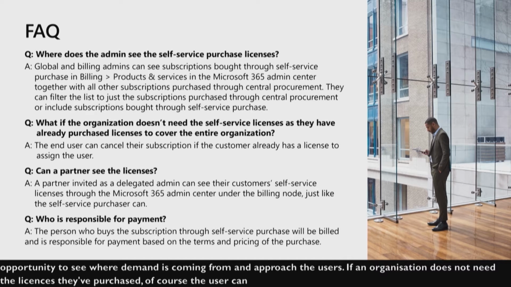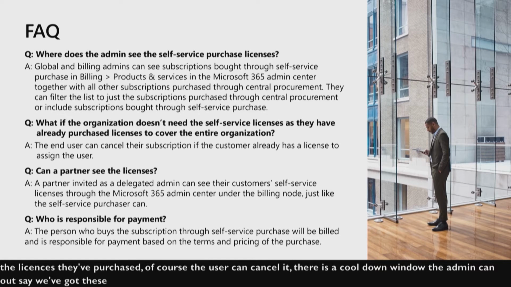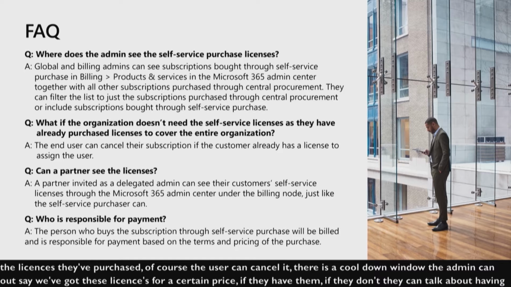There is the cool-down window. The admin can reach out to them and say, hey, we've already got these licenses, we've got them for a certain price if they have them. If they don't, they can then talk about having it through the correct procurement procedure.